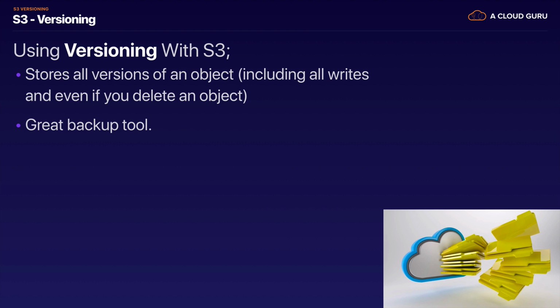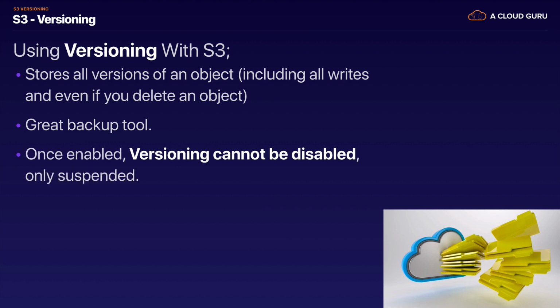Versioning is a great backup tool, and once versioning is enabled on a bucket, it cannot be disabled. It can only be suspended. You can't go in and disable versioning. You have to delete the bucket and create a new one to completely turn it off.